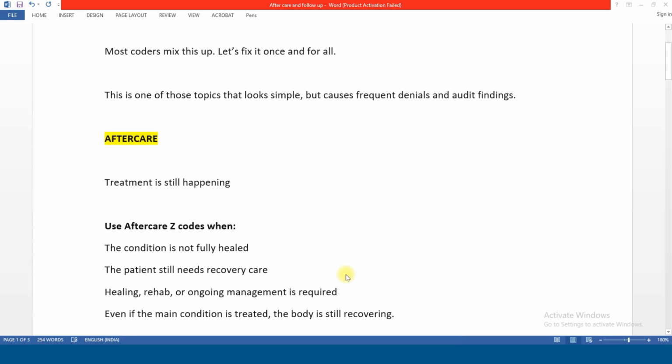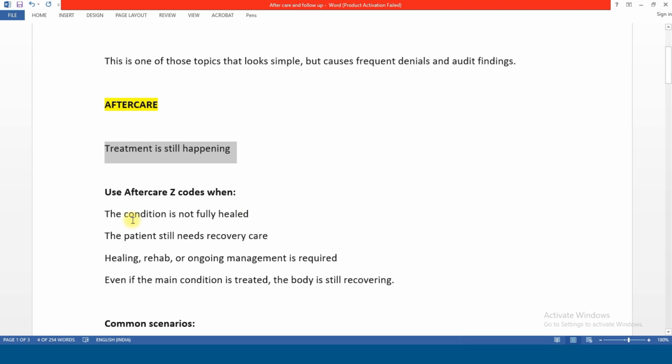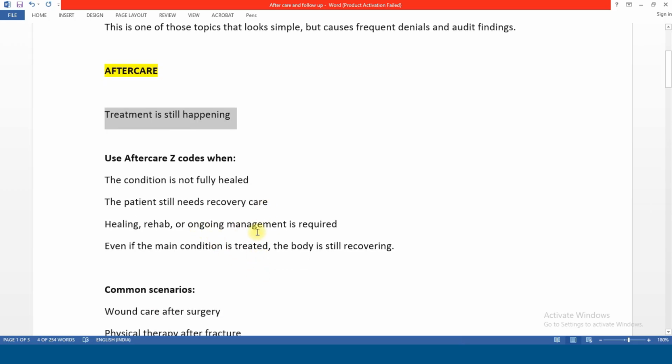So what is aftercare? Aftercare means treatment is still happening to the patient or with the patient. When do we use Z codes? The condition is not fully healed. The patient still needs recovery care. Healing, rehab or ongoing management is required. And even if the main condition is treated, the body is still recovering from the main condition. At that time we need to code it as aftercare.